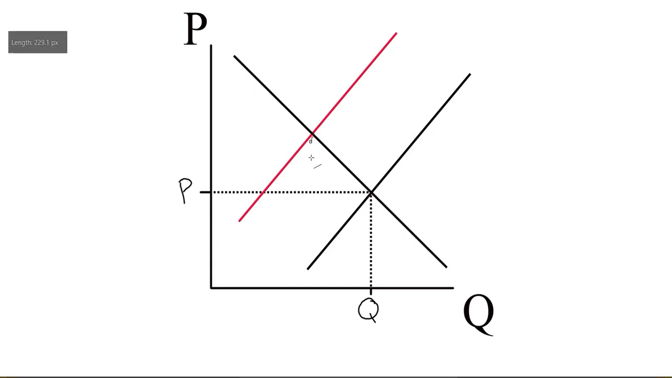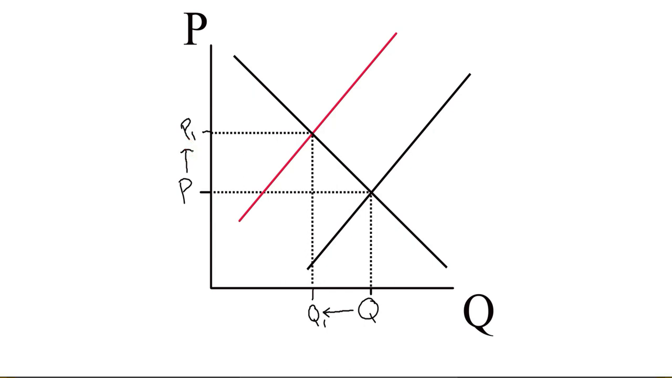So our new quantity is here, and our new price is going to be here. And let me label these, and I'm going to label them Q1 and P1. So like we said, our quantity decreases, which we've seen before, but in this case, our price increases.